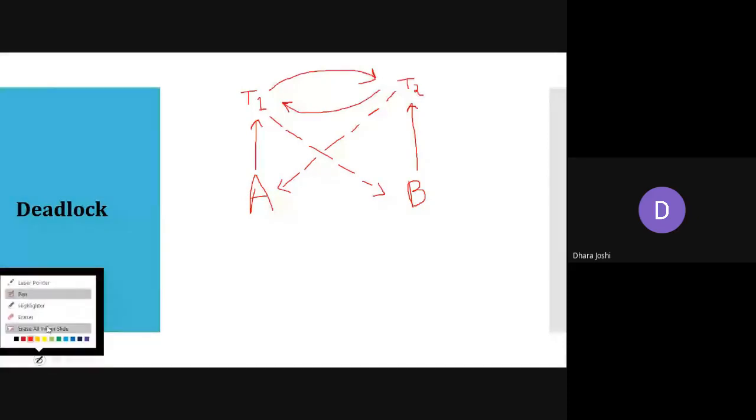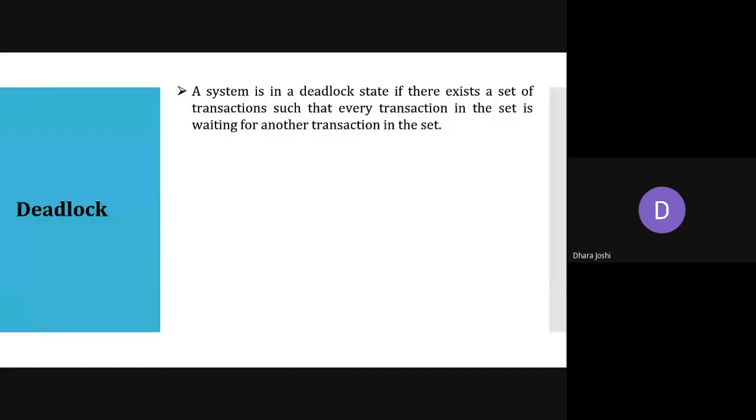The system is in a deadlock state if there exists a set of transactions such that every transaction in the set is waiting for another transaction in the set. As we discussed, transactions T1 and T2 form a set of transactions, where T1 is waiting for T2 and T2 is waiting for T1 to release the lock on the data item. So every transaction in the set is waiting for another transaction in the set.